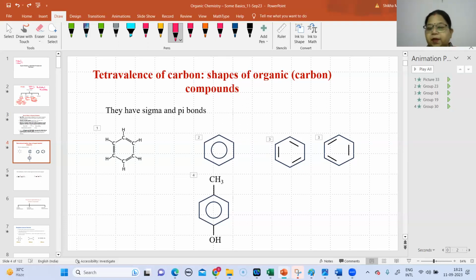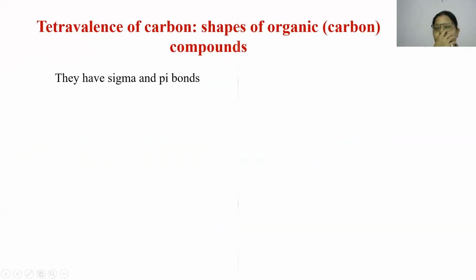If I ask you one by one, how many sigma and pi bonds do these compounds have? Can you answer me? I believe all of you know that carbon is tetravalent. We discussed in the earlier chapter of chemical bonding, which we finished, that carbon is tetravalent in ethane and ethyne. We drew how many sigma and how many pi bonds it has. Now, coming to this compound, benzene, C6H6. Can you tell me how many sigma and pi bonds it has?